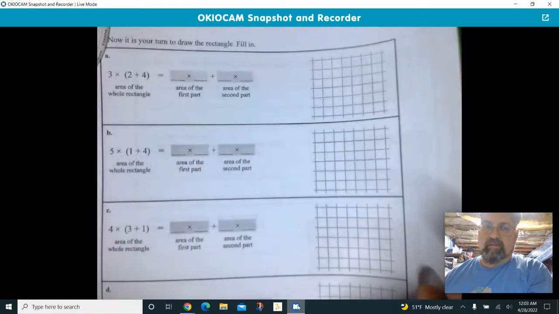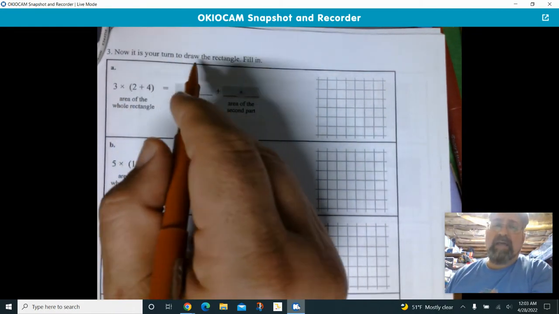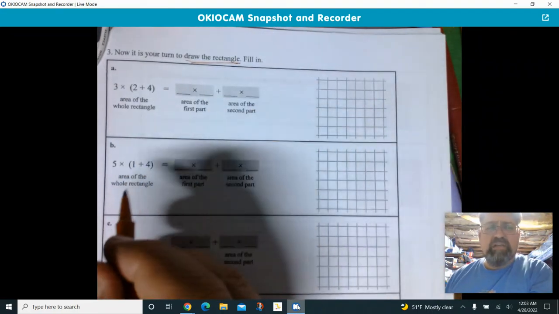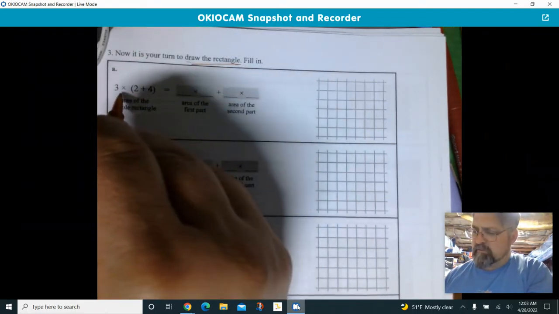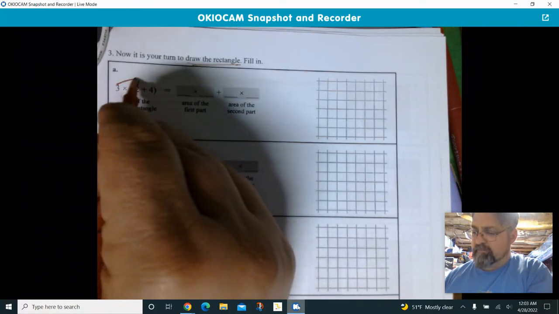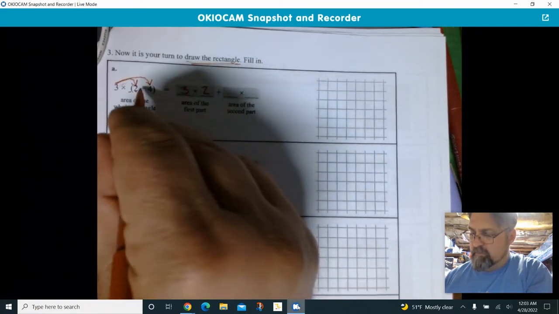Oh, but wait. How the turntables. They've twisted it around on us now, haven't they? They're giving us this, want us to fill in this part, and then they expect us to draw the rectangles. All right, well, we can do this. We know what we're doing, don't we? Yeah, we do. All right, 3 times (2 plus 4) is saying right there and right there. 3 times 2 plus 3 times 4.